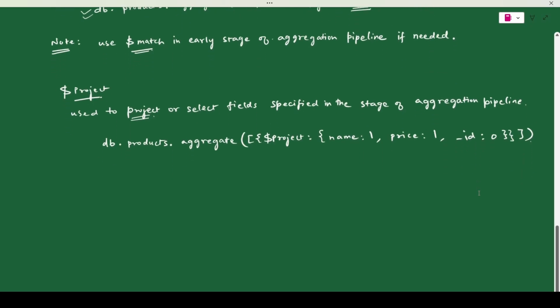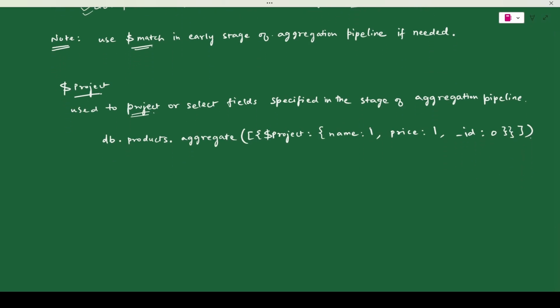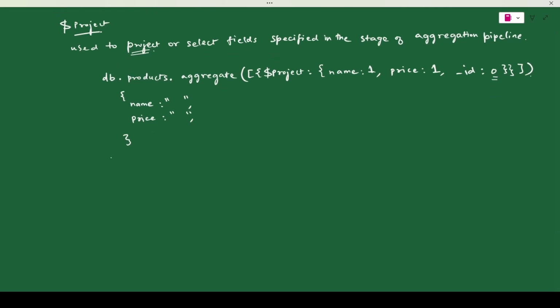What it is saying is that I need only name, and if you want to show this particular field in your aggregation result, then you should mention 1. And if you don't want to show a particular field in the aggregation result, then we need to use the value 0. So the result will be returning the name and the price of this particular product. So the value could be anything. So this is how the project query works.